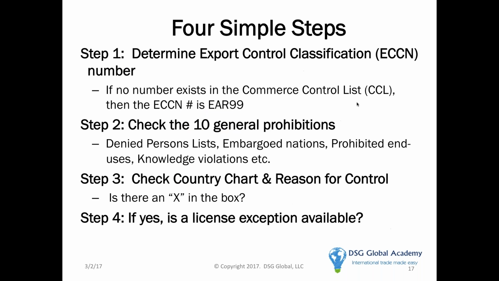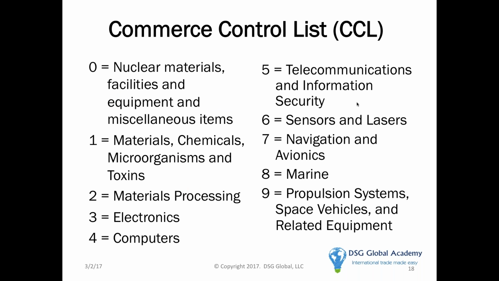That simplifies this confusing flowchart. So first, let me just tell you that the Commerce Control List is a list of controlled technology. It's a big document, but it's divided into 10 product categories. So if your product is electronics or semiconductors, you'd go to category 3. If you're dealing with aircraft parts, you'd go to category 7. If you're dealing with medical lasers, you'd go to category 6, right?